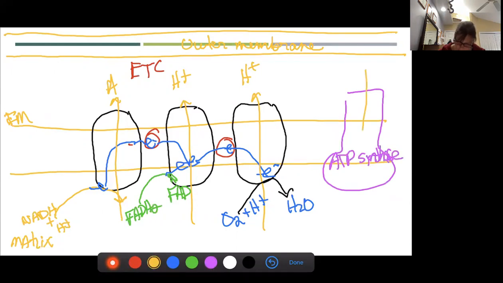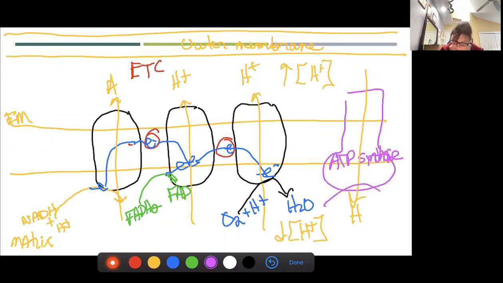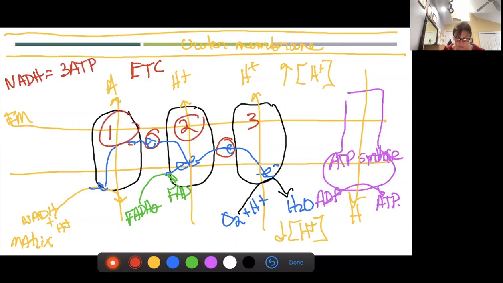And that's going to allow those protons, since we have that proton concentration gradient high up here, low down here, to diffuse. It's going to be passive. And then we're going to go ahead and make our ATP. Now we get approximately 1 ATP per pump. So 1, 2, 3 pumps. So for every NADH, it equals about 3 ATPs, as it goes through 1, 2, 3 pumps.